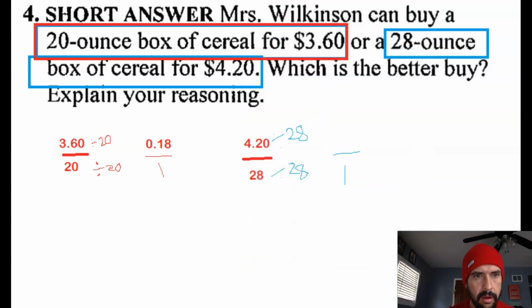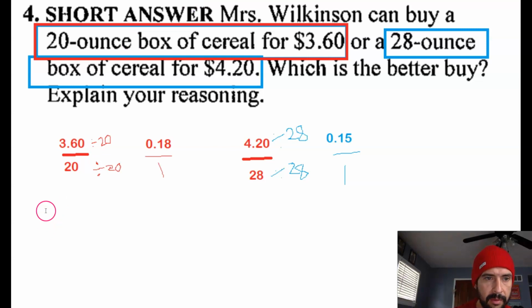So over here, I'm going to write 0.15. Now ask yourself, if you're buying cereal, which one would you rather buy? The one that's 15 cents per ounce or 18 cents per ounce? Well, we're looking for the better buy, which means 15 cents is our better deal.